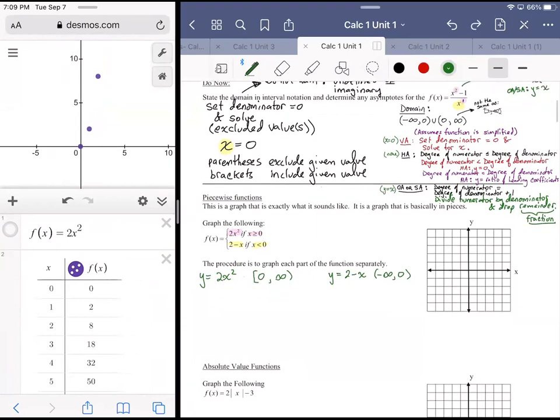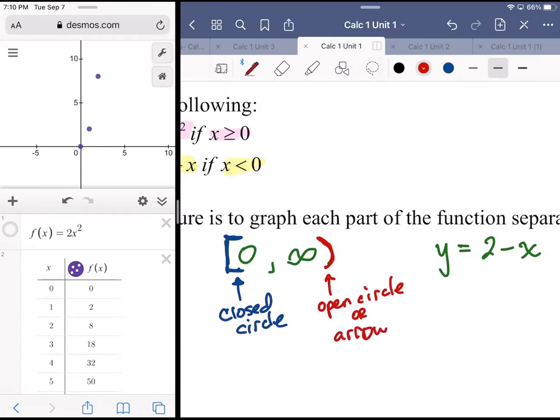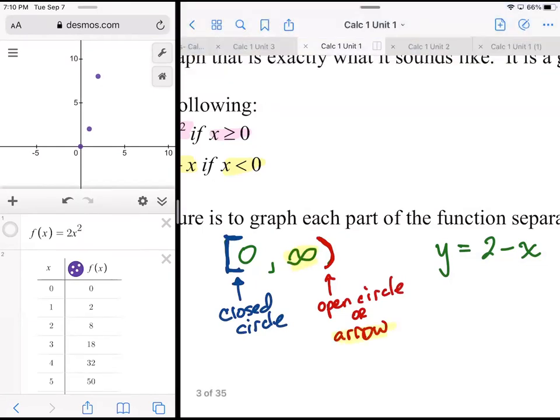So I'm going to plot 0, 0. Now, very important, that 0, 0 corresponds with a bracket, all right? On a graph, we plot that with a closed circle, all right? When it comes to parentheses, we plot that with either an open circle or arrow. All right, open circle if it's a finite point, arrow if it's infinity. Right, so basically, it's only going to be an arrow if you're dealing with infinity. Otherwise, it'll be an open circle.